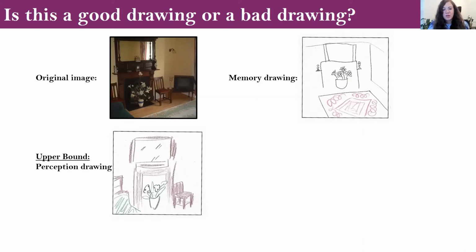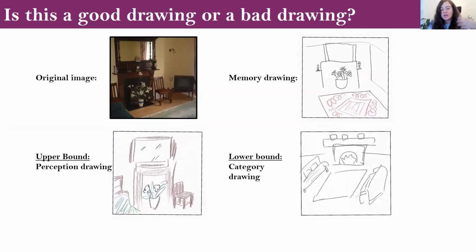You should also consider, what is the lower bound you want to use in your experiment? What is the minimum information someone might draw if, for example, they just know the label of the image, but they don't remember specific visual details? And so to estimate this lower bound, we did just that. We gave a different set of participants just the name of the category label. So we told them, draw a living room. And this is an example drawing of a living room. From that, you can see what is the minimum information someone would draw if they just remembered the name of the category, nothing else about the image.